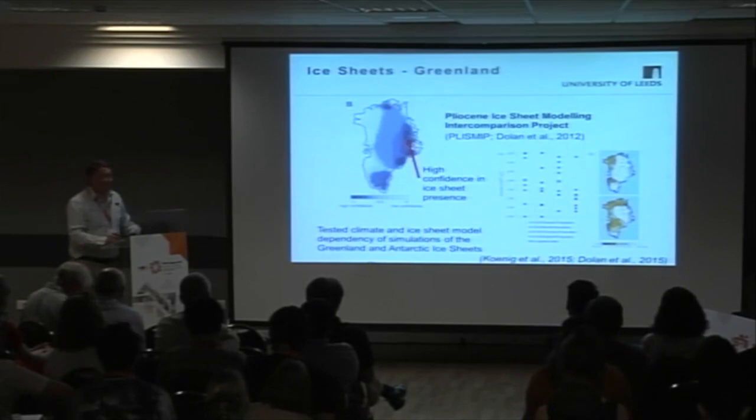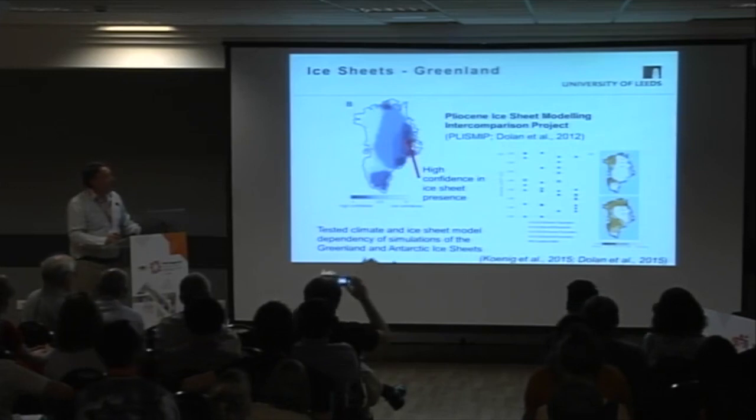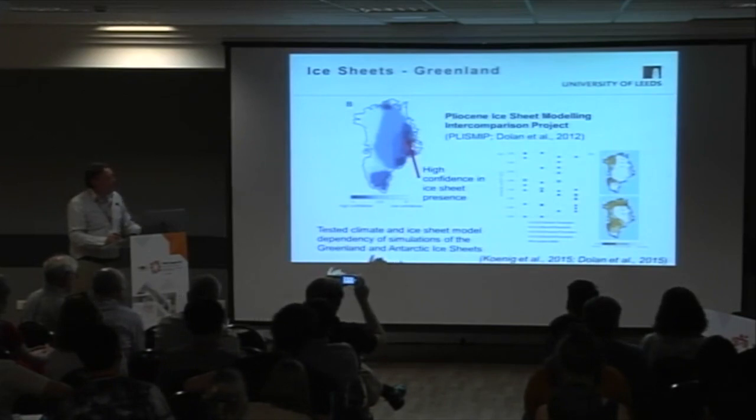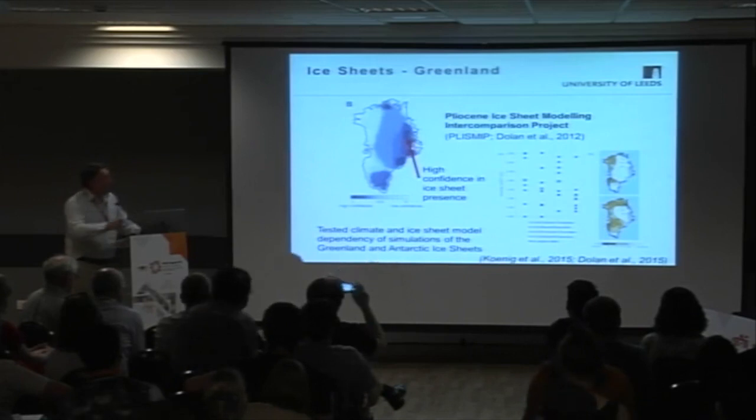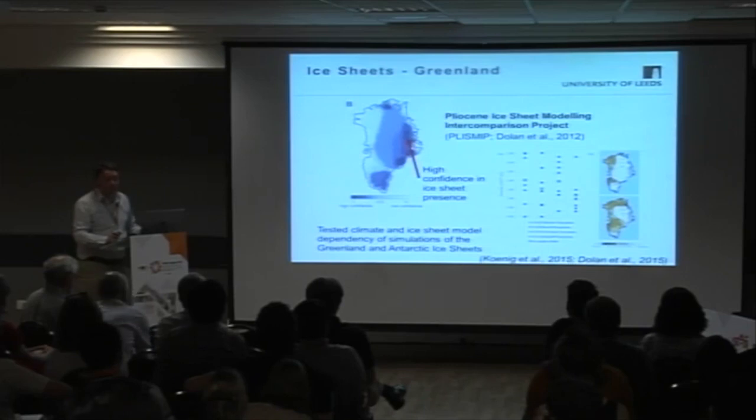Well, we took a slightly more sophisticated approach now, looking at a lot of different ice sheet model intercomparison work, looking at outputs from different ice sheet models and ice sheet models forced with different GCM climatologies to give us a better idea about where we were more or less confident we had the presence of ice on Greenland. And so that has been used to inform the PLIMIP2 boundary conditions.